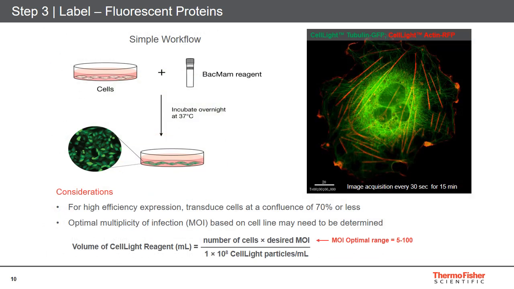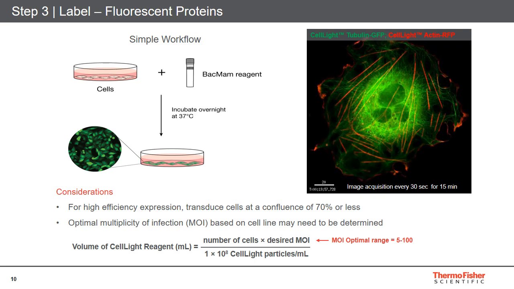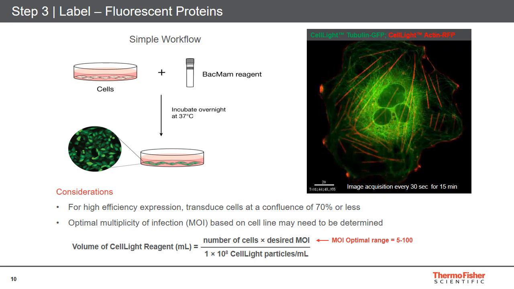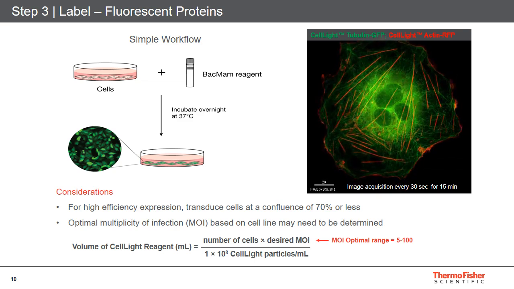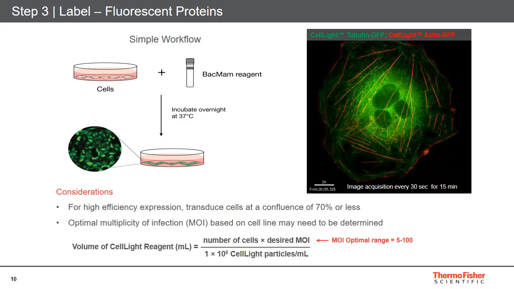So one of the key considerations for using BACMAM technology is essentially getting the most optimal transduction efficiency. The reagent is relatively easy to use, where it comes prepackaged as a concentrated viral titer that you dilute onto your cells and incubate overnight. Then when you show up the following morning, you have cells that are expressing your fluorescent proteins and are now ready for live cell imaging.